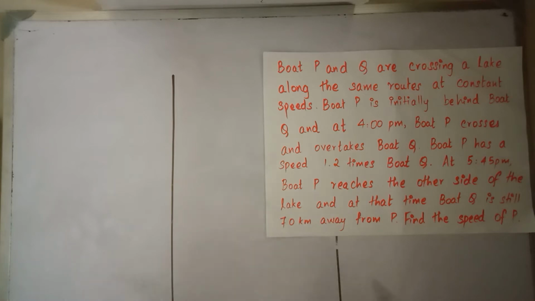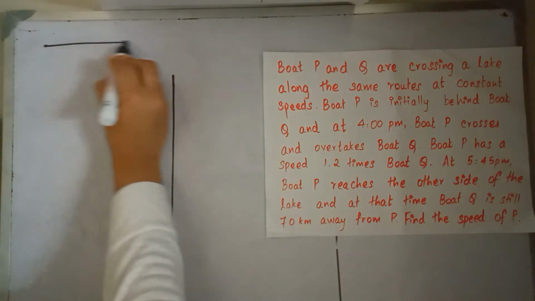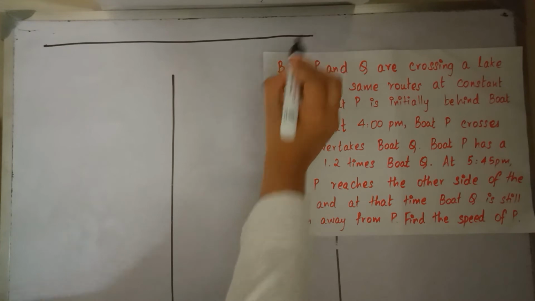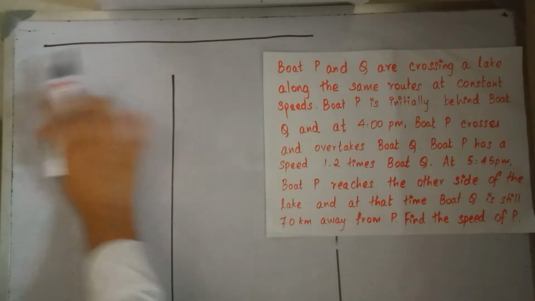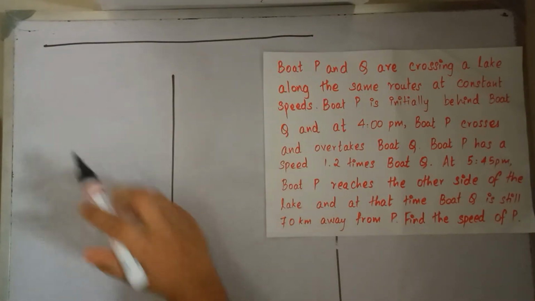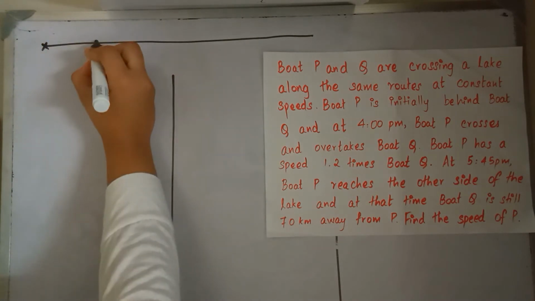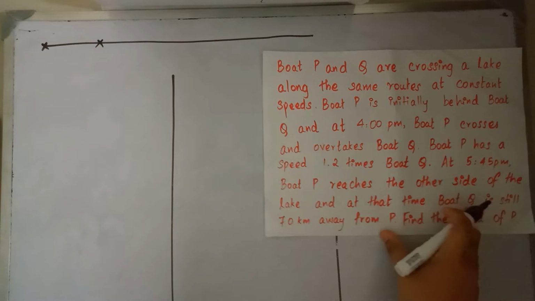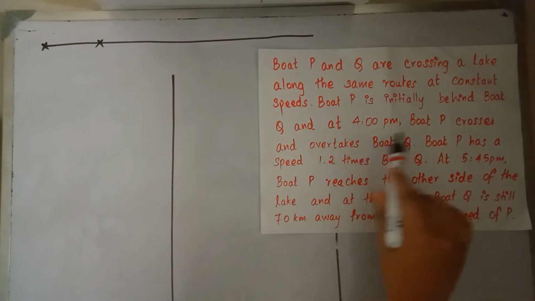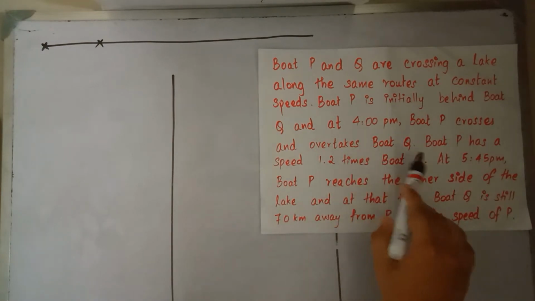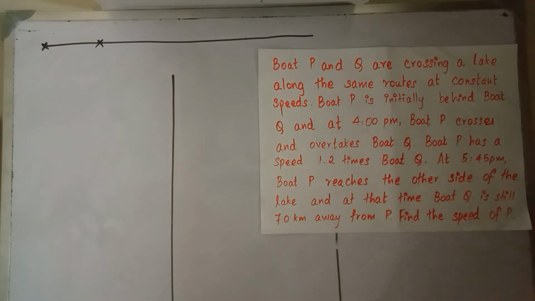We can see that there are two boats, P and Q. They are crossing from one side of the lake to the other side of the lake. Now, they both start off at some point, and the question states that at 4 p.m., P crosses and overtakes Q. Before that, P is behind Q. Now, the speed of P is 1.2 times that of the speed of Q.